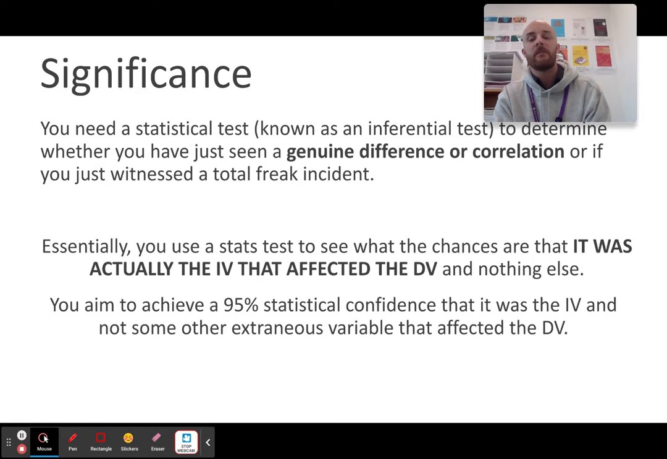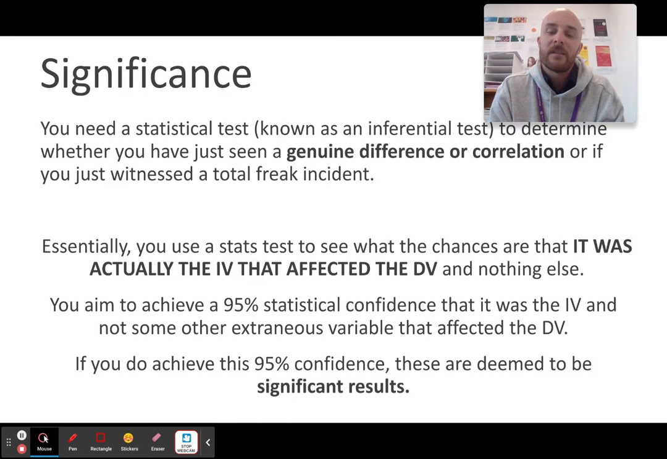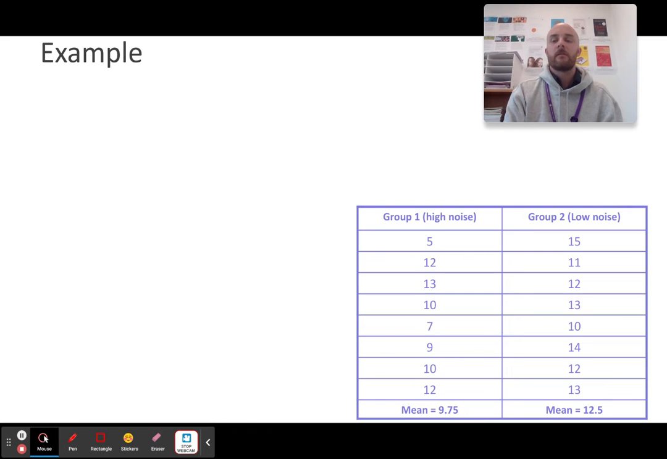Your aim is to achieve a 95% confidence that it was the IV and not some other extraneous or confounding variable that actually affected the DV. And it's this that leads to significant results, significant findings. And that is what all researchers are after, is significant results.